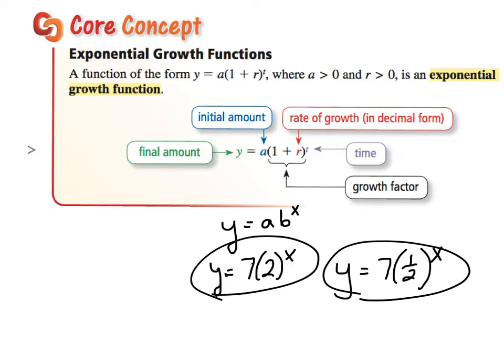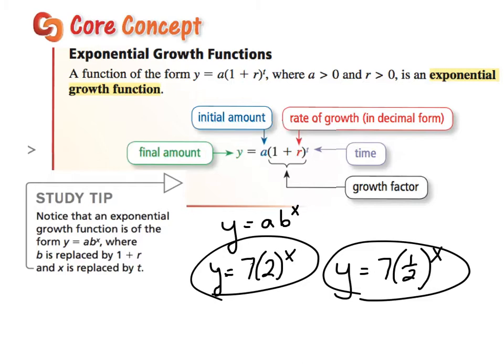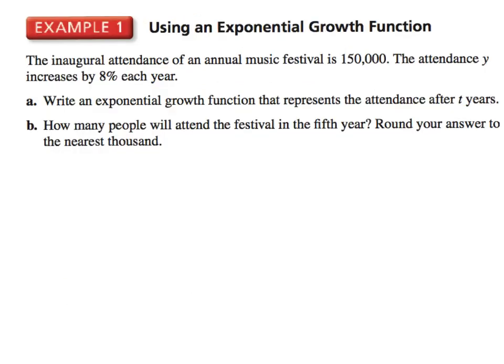So there's one more thing I want to look at, and that's your study tip. Your study tip says this. Notice that the exponential growth function is of the form y equals a b to the x power. But b is replaced by 1 plus r, and x is replaced by t. So it's taking what we learned in 6.3 and applying it to real-life situations.